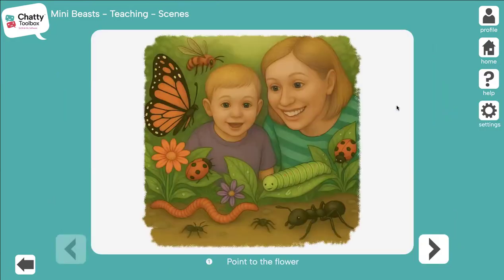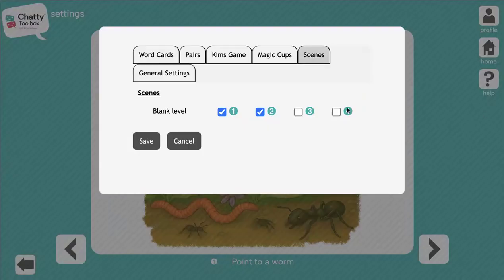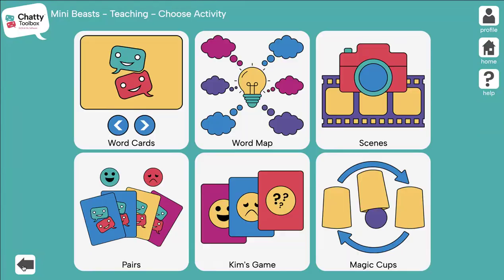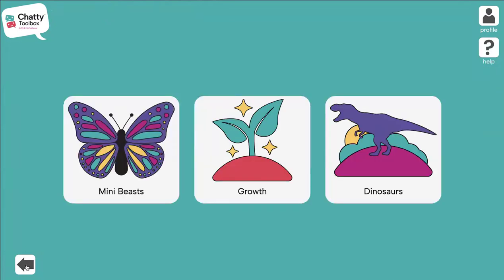And then you've got your scenes. So again, it's just pulling together some people in the garden with lots of mini beasts. Hopefully not too traumatic, but these mini beasts are very big and not terribly realistic, but it's just so that there's something to talk about. And then you've got a series of the blank questions. As I've mentioned to you before, you can decide which level you want on display. And then you've got the same games again, so I won't go into that in any more detail.